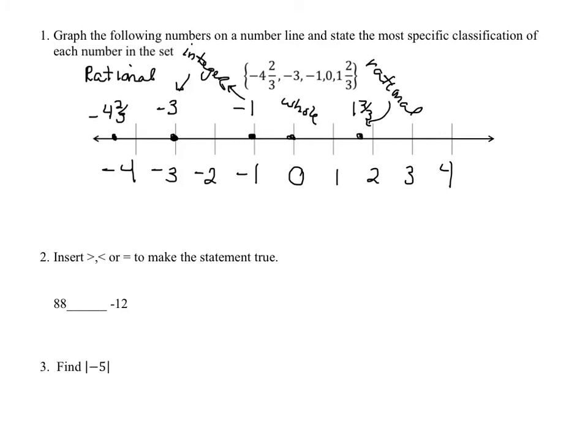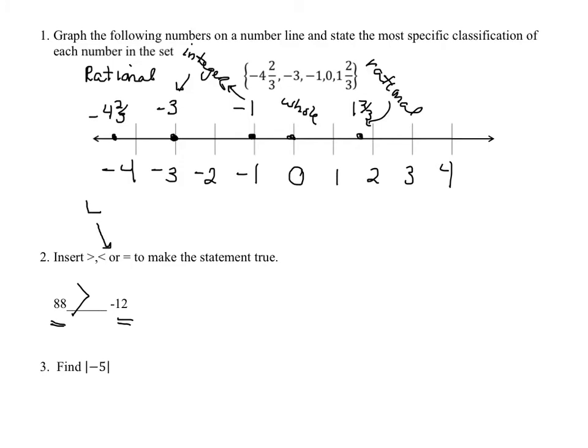All right, number 2 says we have to insert a greater than, less than, or equal to make the statement true. Lots of people get confused between which one's greater than and which one's less than. I always remember the less than because it looks kind of like a smushed L. So if we want to make this statement true, having $88 is way better than owing $12. So 88 is clearly greater than negative 12.